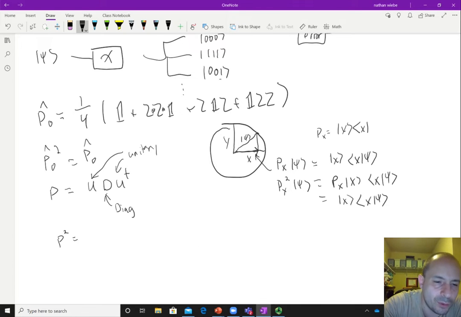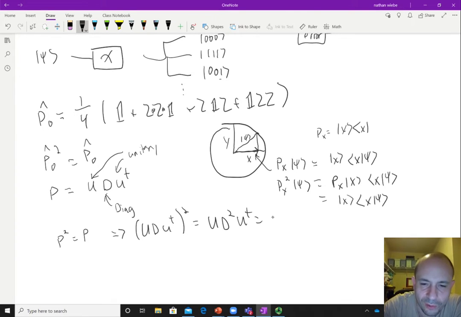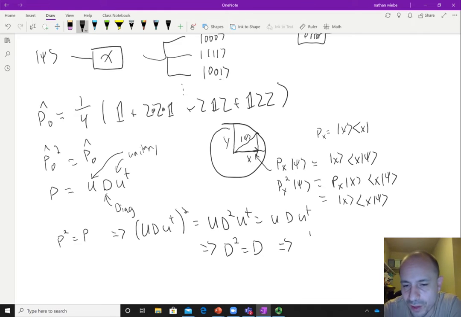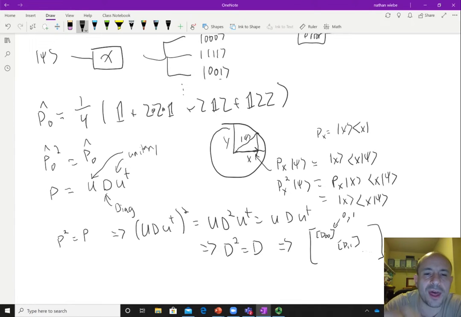Okay, fantastic. So because this is diagonal, what we have is that P squared equals P, which ends up implying that U D U dagger squared, which is equal to U D squared U dagger, is equal to U D U dagger, which implies that D squared is equal to D. And because D is a diagonal matrix, what this ends up meaning is that the eigenvalues, which are the diagonal elements of this, like D_0,0 over here, D_1,1, and so on, have to be equal to either 0 or 1, because those are the only two values that, when squared, end up equaling themselves. So we know that the eigenvalues are 0 and 1.